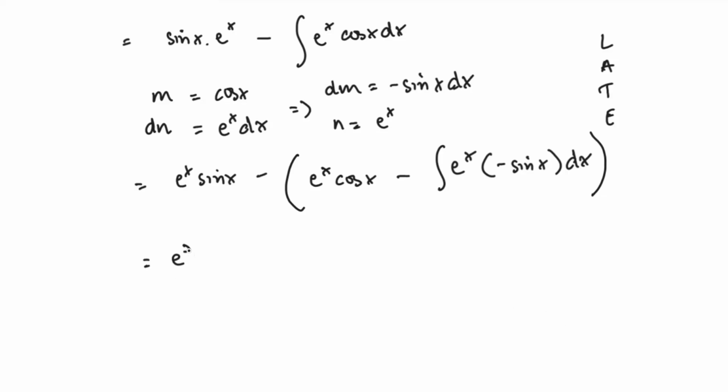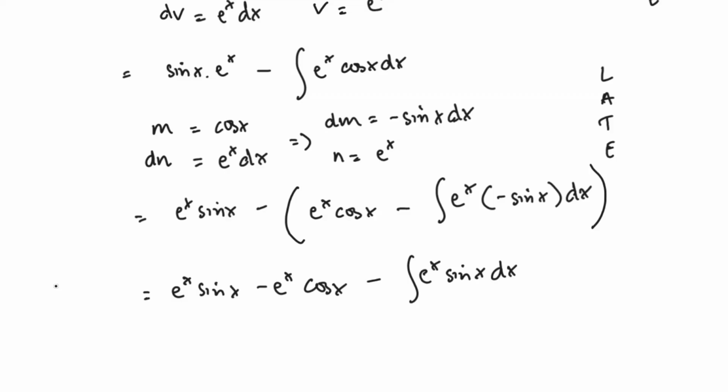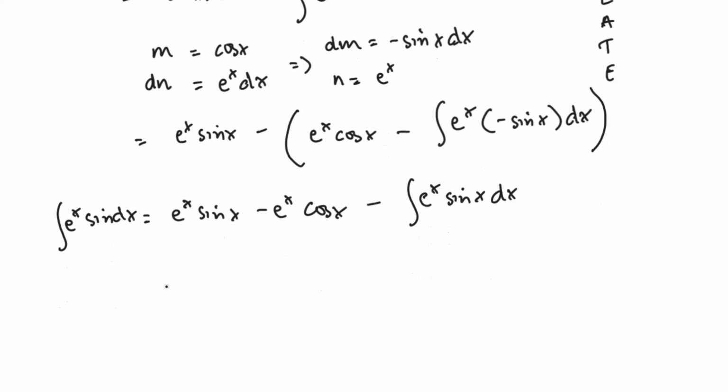Okay, so next, e to the x sine of x. I distribute the negative sign in here. So I'm going to have e to the x cosine of x, minus and minus is positive, because we have a minus right here, so this is positive e to the x sine of x dx. So this integral equals e to the x sine of x, and this integral equals the initial integral. So we can see this one and this one are the same. So I'm going to move this one right here.